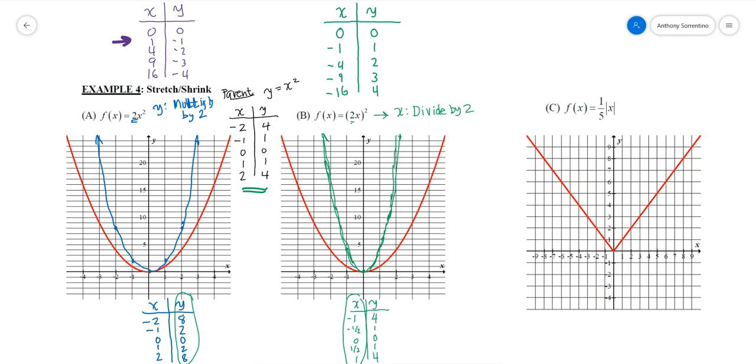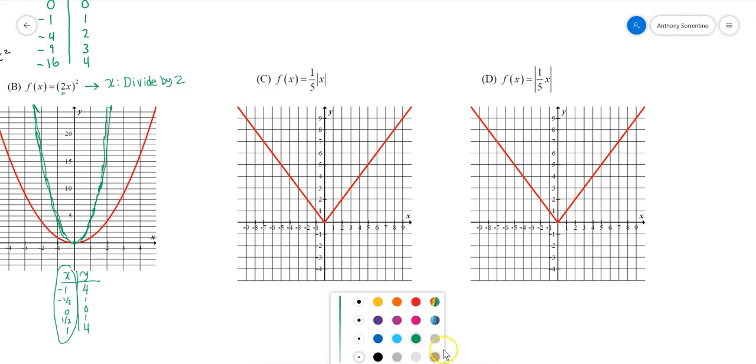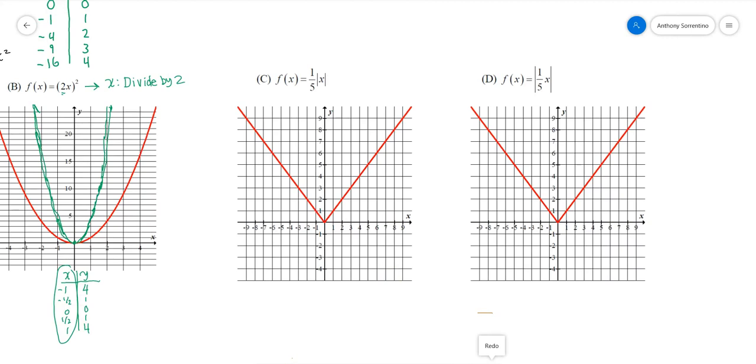Let's look at part C. Okay, so this one's occurring outside the absolute value sign. Now, absolute values, as you can see here, are the main thing going on here. So my parent function is y equals the absolute value of x.